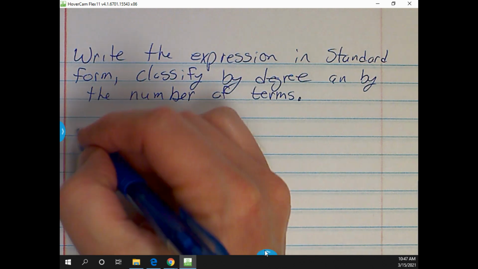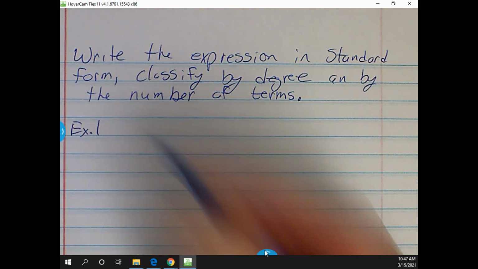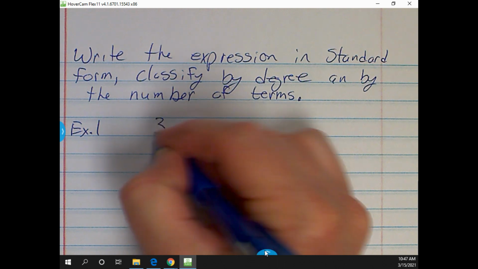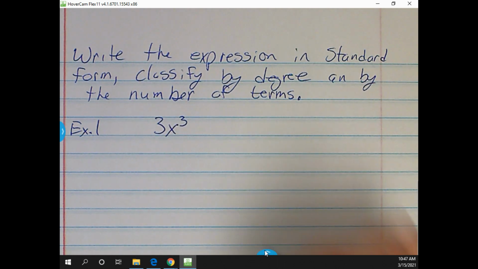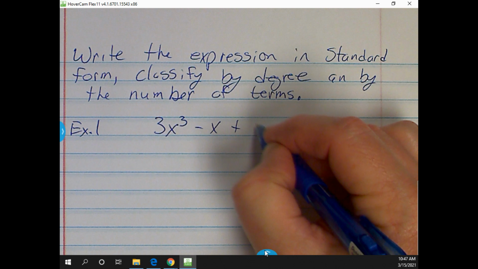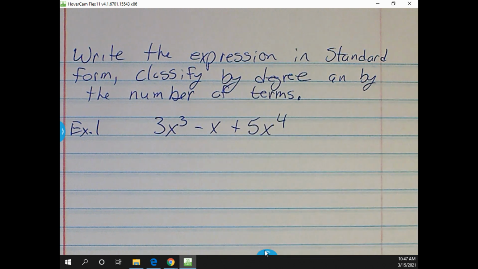Okay, so here we go. I'll give you 3 examples just to make sure everybody's okay with what's happening here. Let's do 3x to the third minus x plus 5x to the fourth.